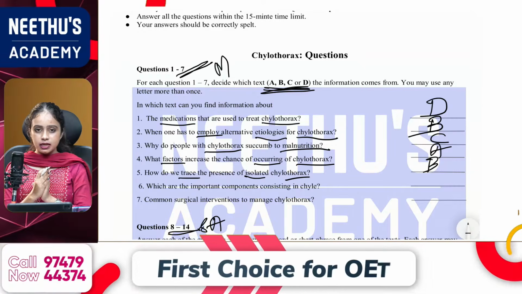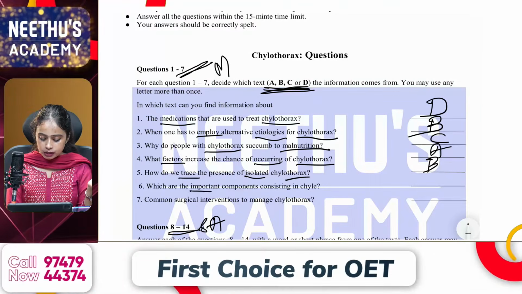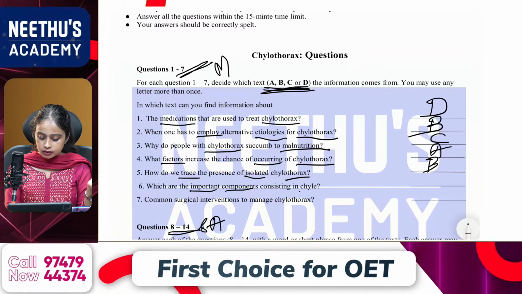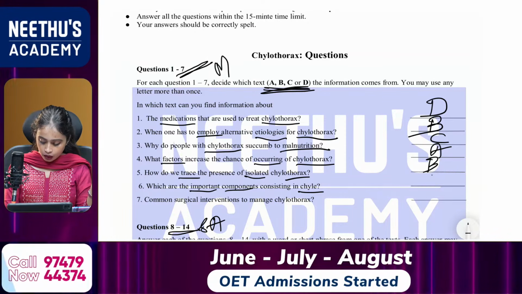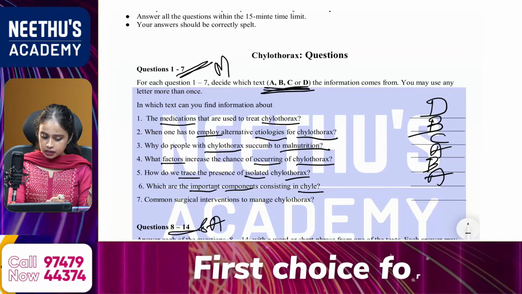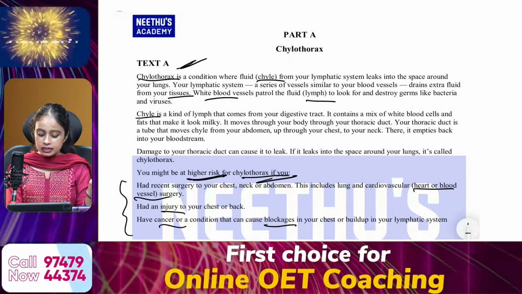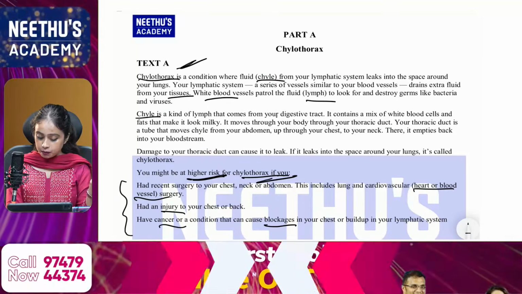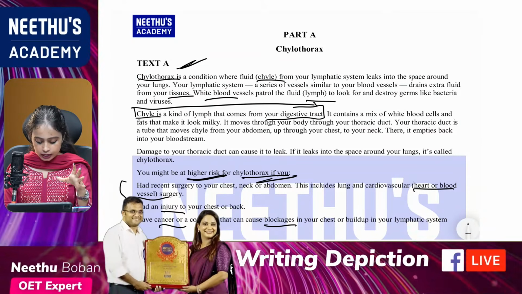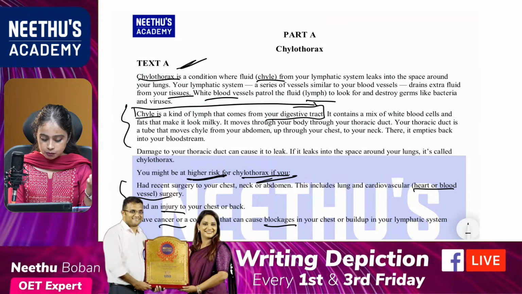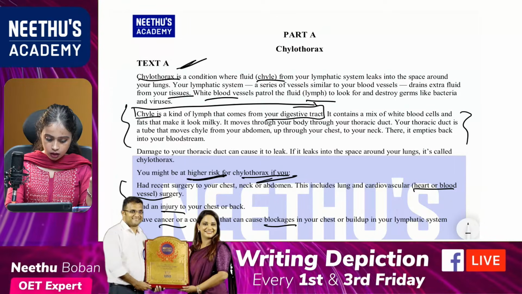Sixth one: which are the important components consisting in chyle? So my answer will be from text A. Where is it mentioned in text A? It's all about chyle. Chyle is a kind of lymph that comes from your digestive tract. That is from text A, the second paragraph.